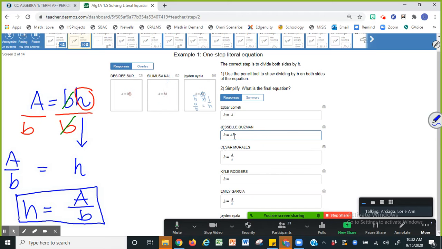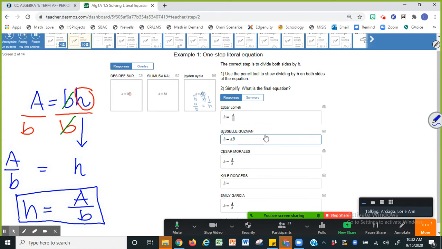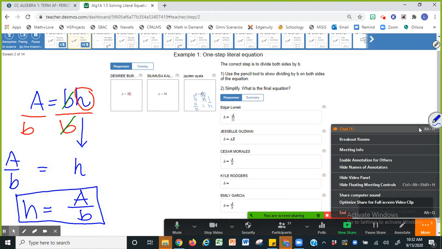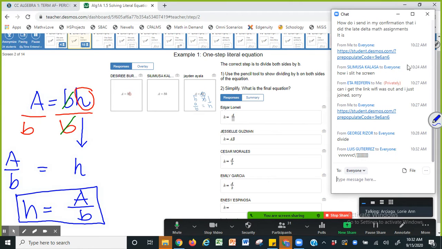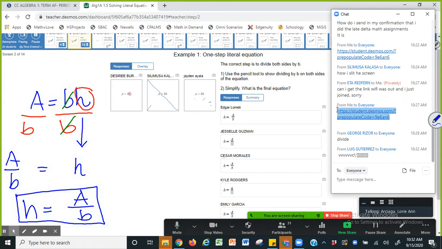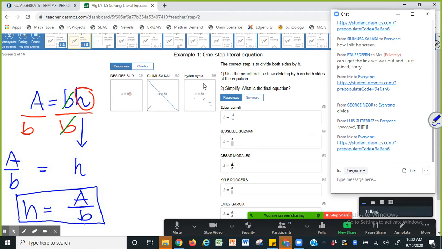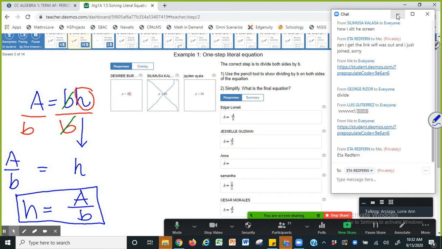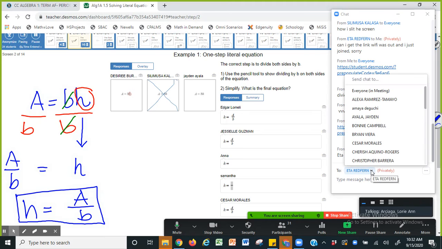Giselle, it's A over. So I think you have to press the fraction symbol in the keyboard. So you want to try that one now. Louise, were you able to access the link right here? And if you just joined us right now, please type your name in the chat. Thank you. And instructions are either in Schoology 1.5 or you can click on the link that I placed in the chat. There you go.